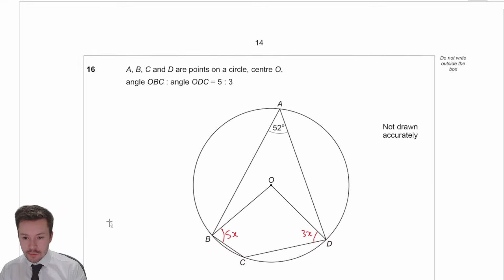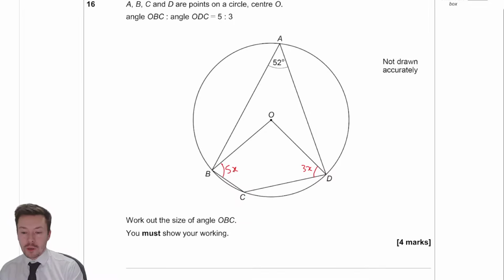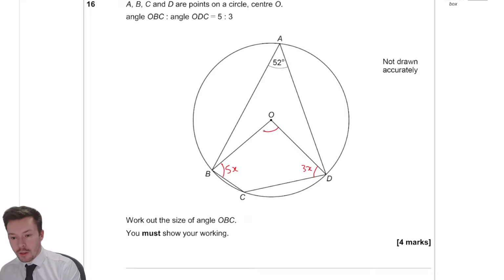Okay, going back to this one. So we had 5x and 3x, with x being one part of my ratio. So 5 times one part of my ratio, 3 times one part of my ratio. Now from there, I need to use the circle theorems, and I know that the angle at the center is twice the angle at the circumference. So this is 104 degrees.